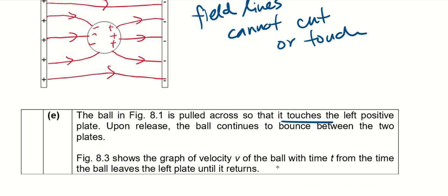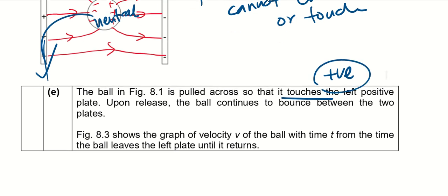Now the ball in figure 8.1 is pulled across so that it now touches. Before that it was actually neutral, right? Although there's separation of charge. So now it touches the left positive plate. So when it touches, it will become positive because the electrons in the metal ball will be going down into the terminal, right? It will be leaving the ball, entering the positive charge, leaving behind more positive than negative charges, so it will become net positive.